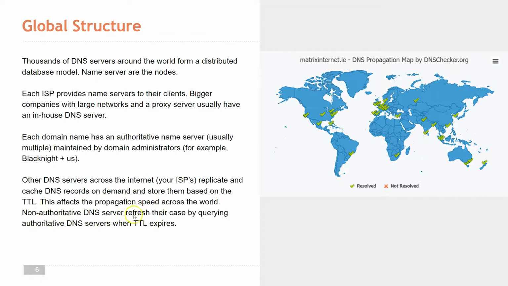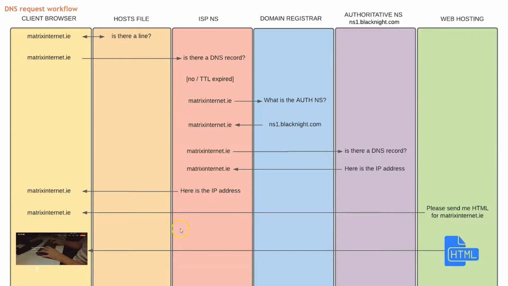Non-authoritative DNS servers refresh their cache by querying our authoritative DNS servers when the TTL expires. That's what I just said. Okay, so this is your typical DNS workflow. It's again the same thing that I've already said, but this time more visual.